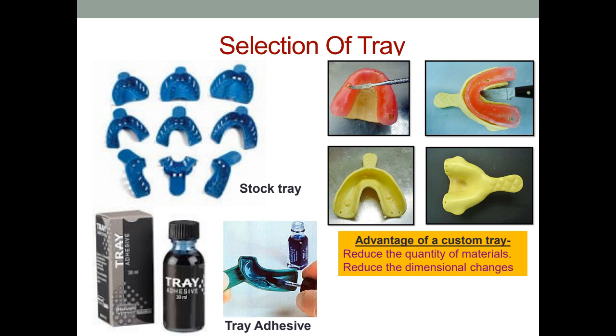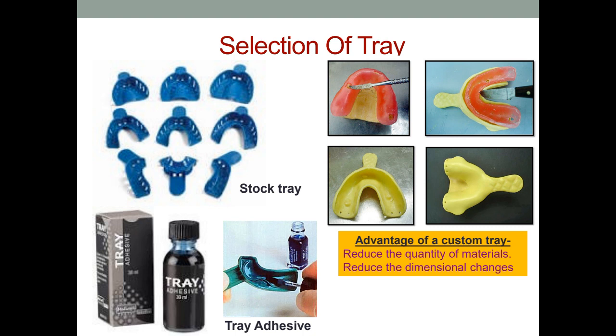Third most important thing, the tray adhesives. The tray adhesives are the materials which help the impression material adhere to the tray. Now these materials can be used in a stock tray as well as in a special tray or custom tray. What is the importance of using a tray adhesive?